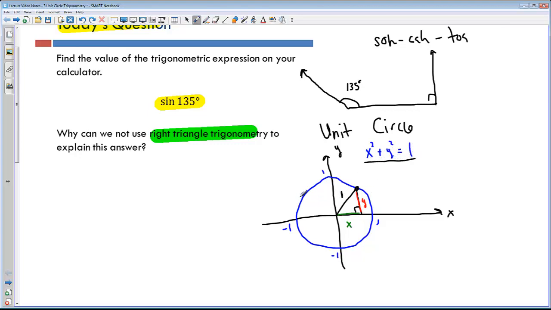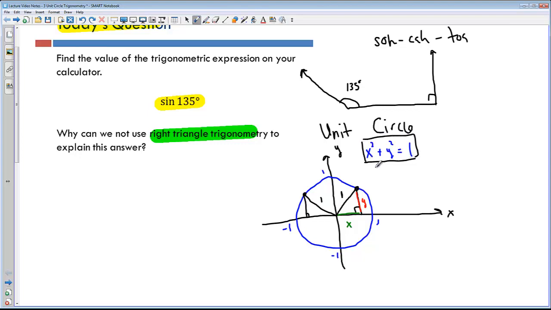And you can do this with any point on the unit circle. Even a point over here, you can make a right triangle right here. And again, your x squared plus your y squared will equal the hypotenuse, which is 1 squared. So this is the equation for the unit circle.